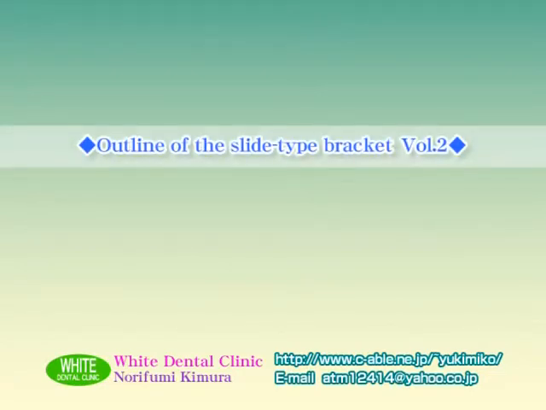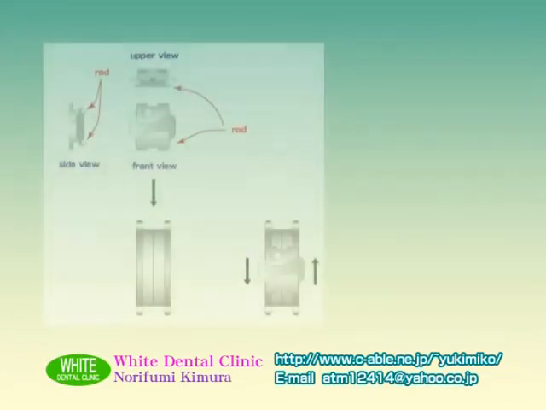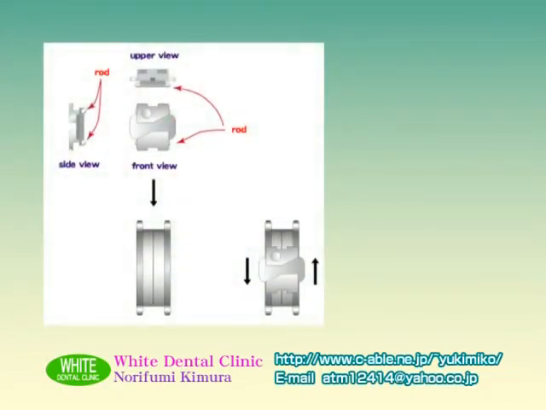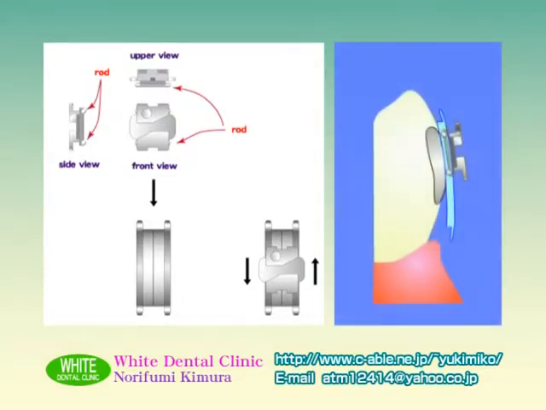Outline of the slide type bracket, Volume 2. The bracket includes a rod or plate sliding apparatus, which is inserted into the rail of the sliding plate, and the stopper is closed to prevent the sliding apparatus from detaching. The bracket smoothly slides into the rail without backlashes. The distance from the tooth surface of the wire slot to the base of bracket slot, use of the vertical slot pin and the spring are the same as with conventional brackets.